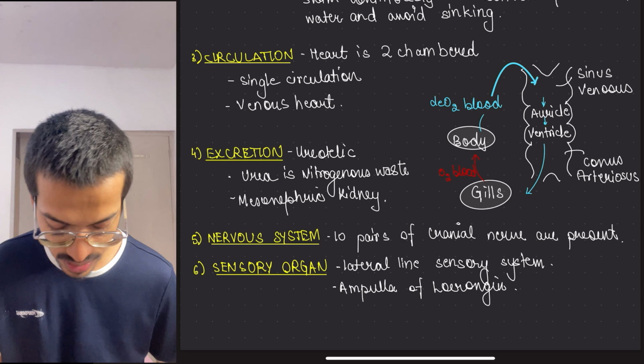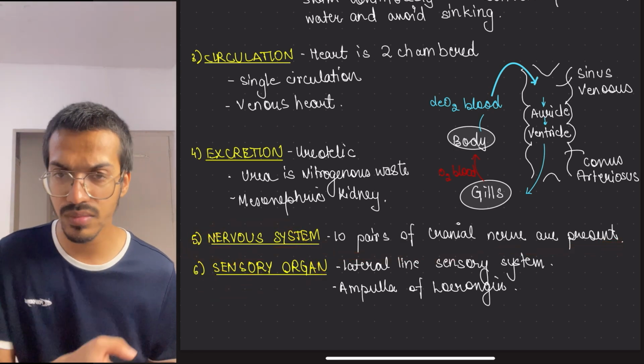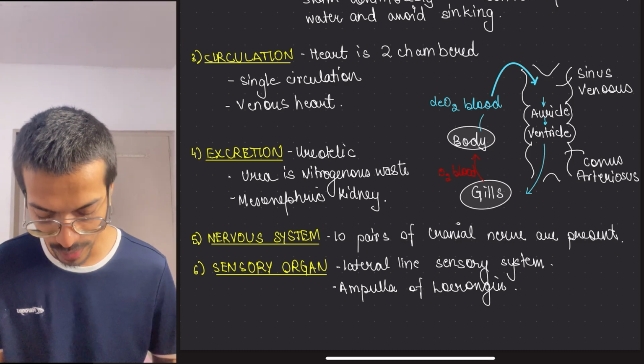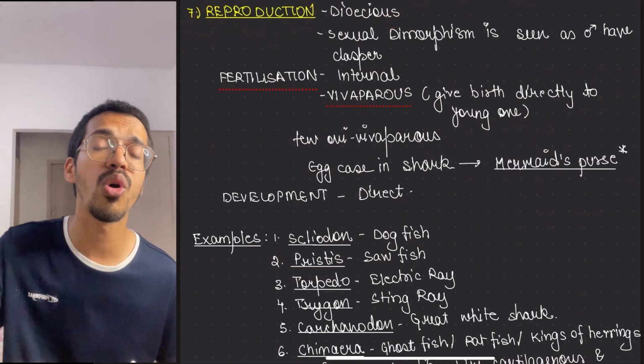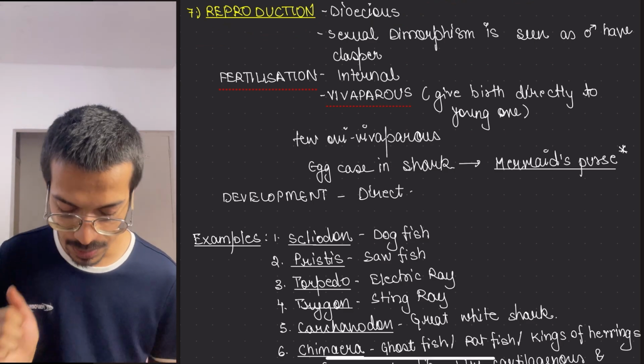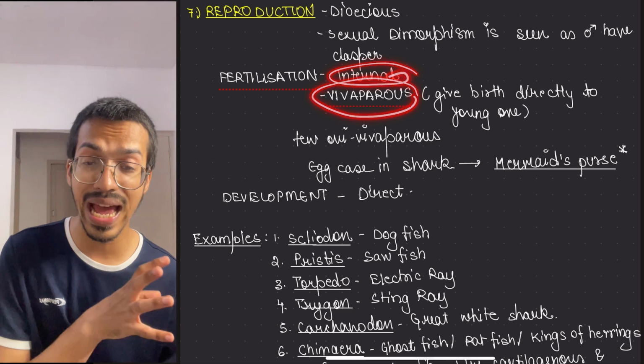Okay, nervous system, 10 pairs of cranial nerves are present. Sensory organs, lateral line system is present. Ampullae of Lorenzini are present. Reproduction, they are dioecious. Sexual dimorphism is present because on the pelvic fin there is a clasper present. Okay, fertilization is internal. There are viviparous, give birth directly to young ones.